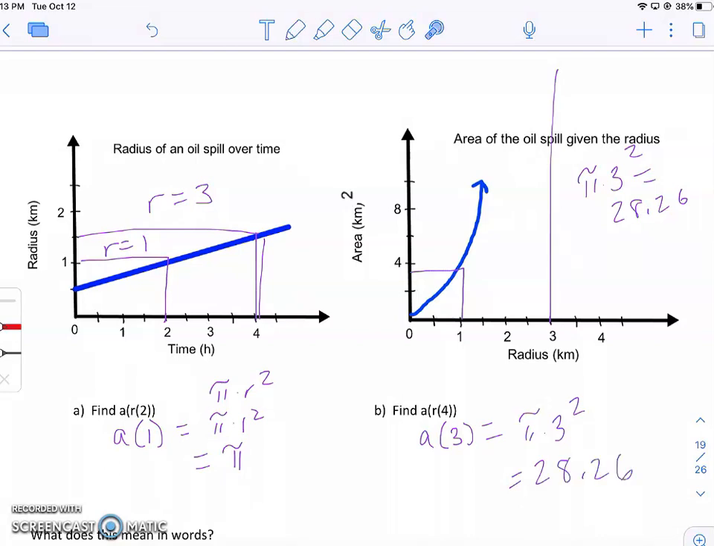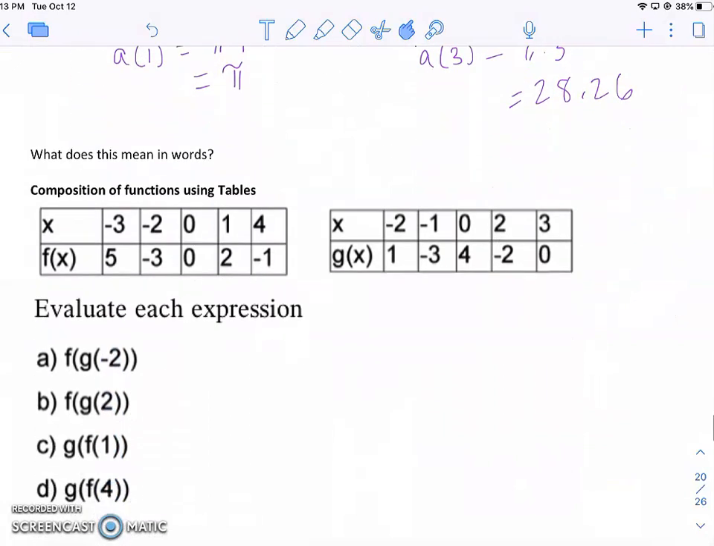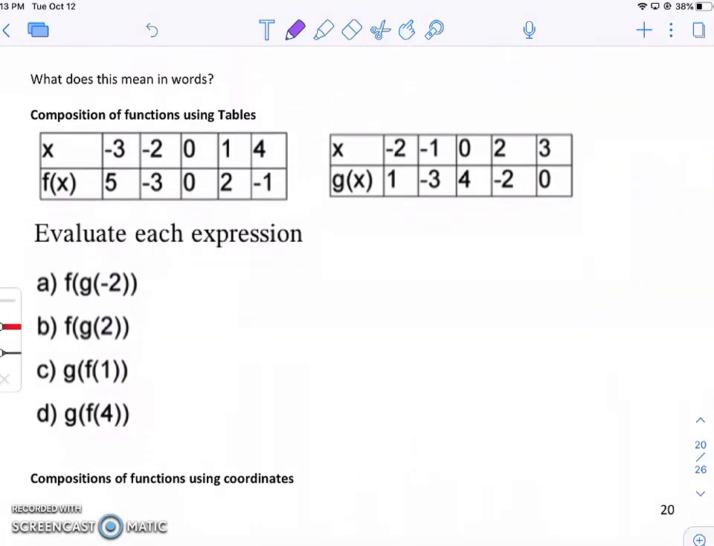So you're taking the answer from one thing and then plugging it into the other. And you always do the inside first. For example, we have to evaluate g of negative 2. What's on g? We go to our x value negative 2, and out pops a 1. So this is really f of 1. So f of 1 gives us 2.